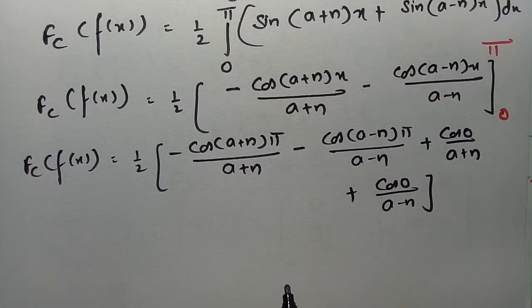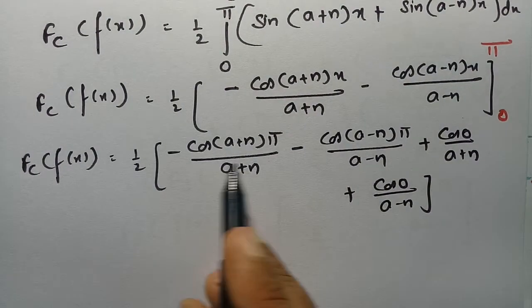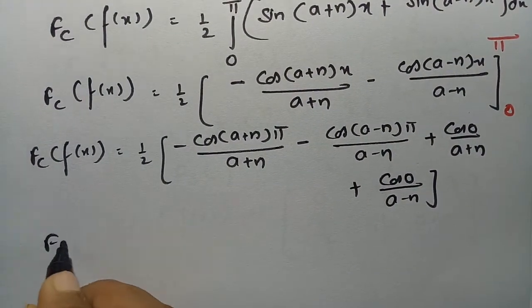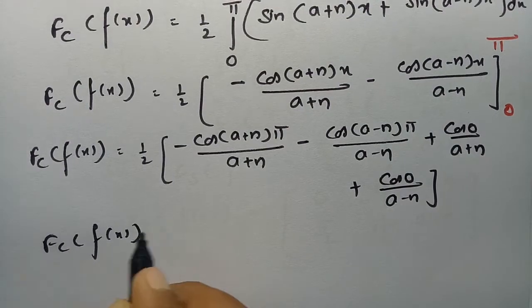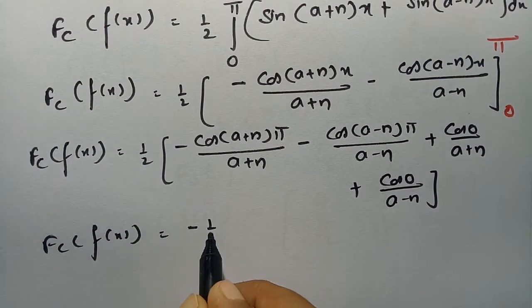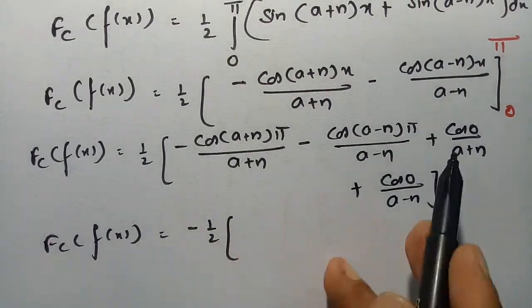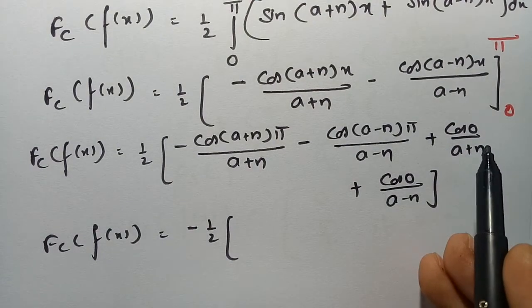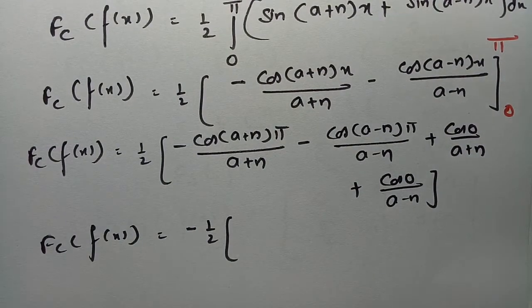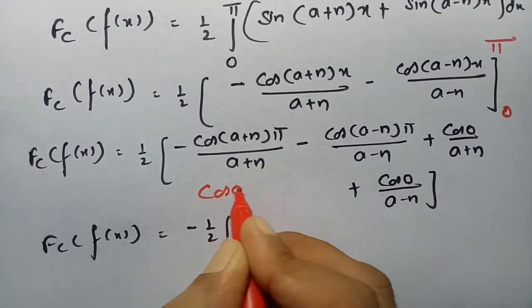So this can be written as, if I take minus half as common, the Fourier cosine transform of the function f of x is equal to minus half times of... cos 0 is 1. As you all know, we have the cos 0 value as 1.